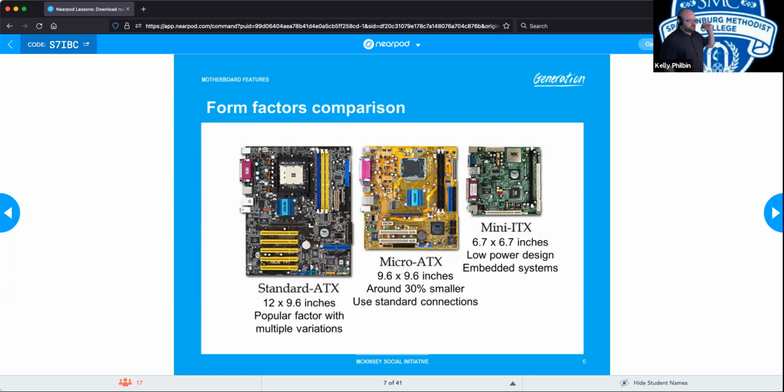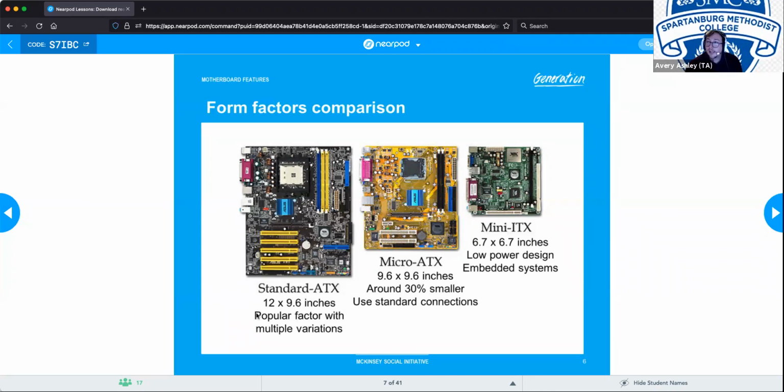All right, so here's a picture of the first 3 major sizes. You have the standard ATX, which is 12 inches by 9.6 inches. That is a very popular form factor for gamers because of its ability to expand, as well as other industries that rely on very heavy computing, like gaming, animation, stuff like that. Do you need to know the sizes on this? I would say to a degree.